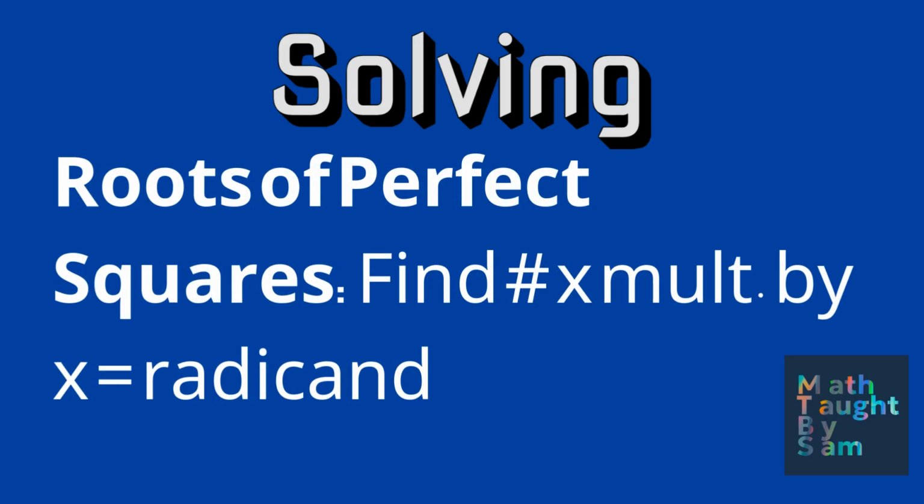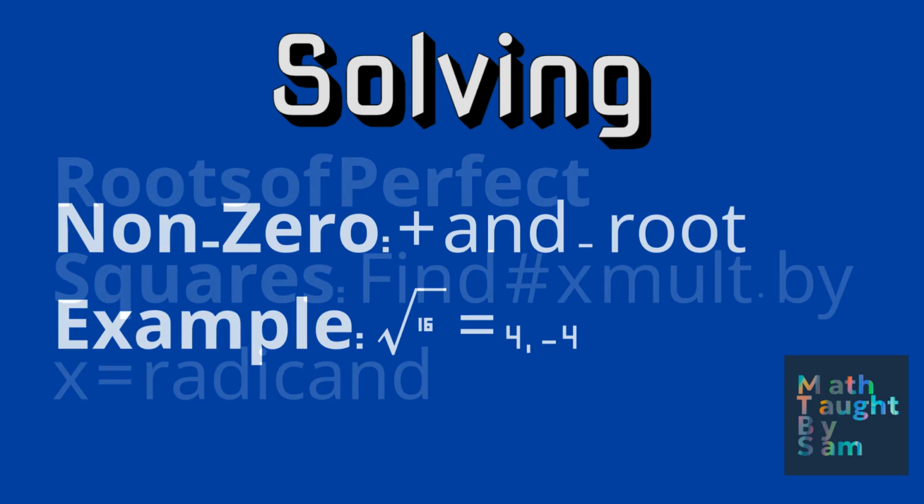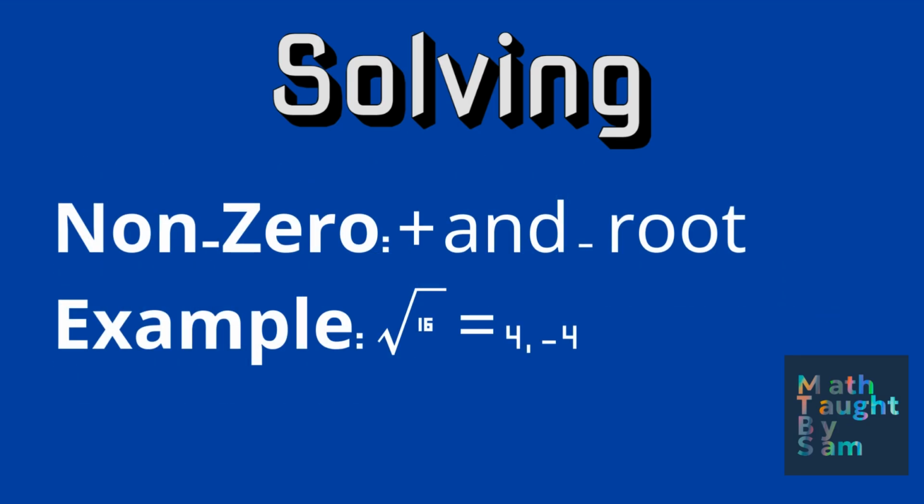For solving for the roots of perfect squares, find the number that multiplied by itself equals the radicand. Remember, for non-zero numbers, there will be a positive and negative root. Example, the square root of the perfect square 16 is 4, negative 4.